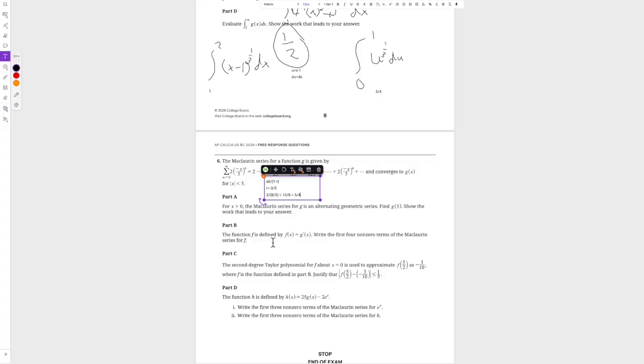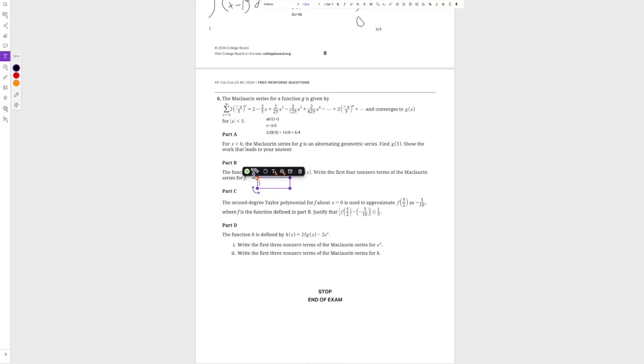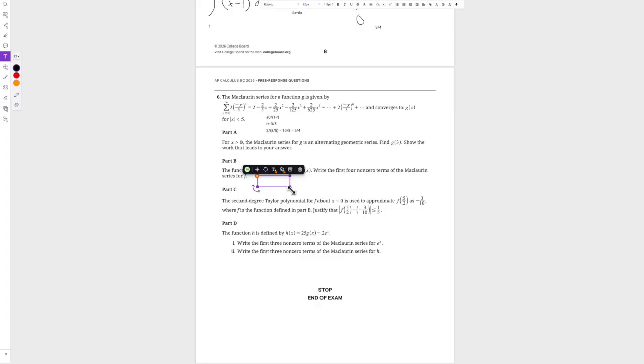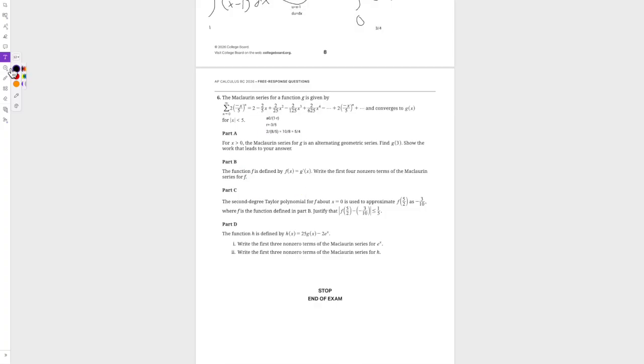Alright, part B. The function f is defined by f of x equals g prime of x. Write the first 4 non-zero terms of the Maclaurin series for f. Well, this is very easy, actually. All we have to do is take the derivative of each individual term. I can actually write it out here. The derivative of 2 is 0. The next one is just going to be negative 2 over 5. The next one is going to be plus 4 over 25 x. The next one is going to be minus 6 over 125 x squared.